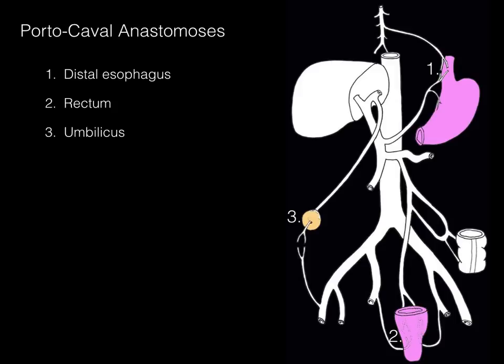Another way to remember these is gut, butt, and caput. Distal esophagus is part of the gut tube, rectum is in the butt, and caput medusae results because of periumbilical veins.